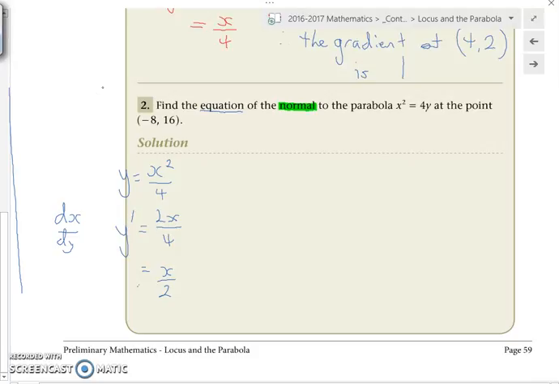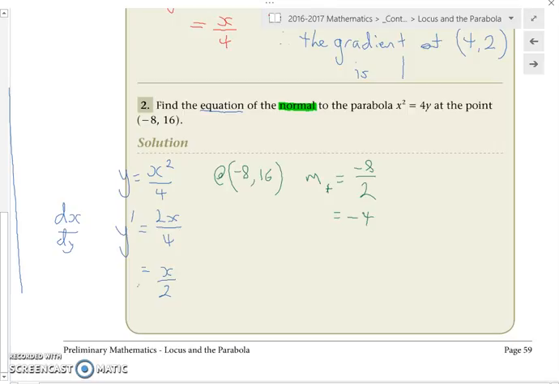So we're going to go, okay, so at minus 8, 16, M1 equals, well, I'll call it MT, so you know it's the tangent, the gradient of the tangent. Cool? So MT equals minus 8 over 2, which equals minus 4. So the gradient of the tangent at that point is minus 4.